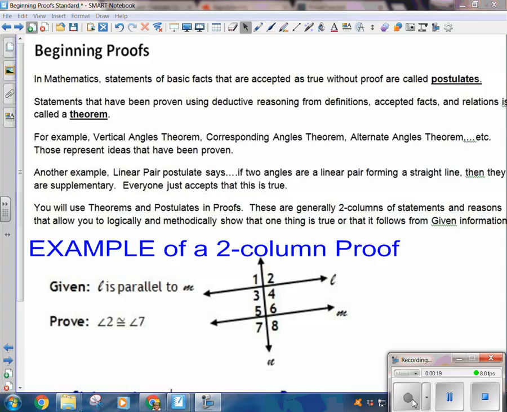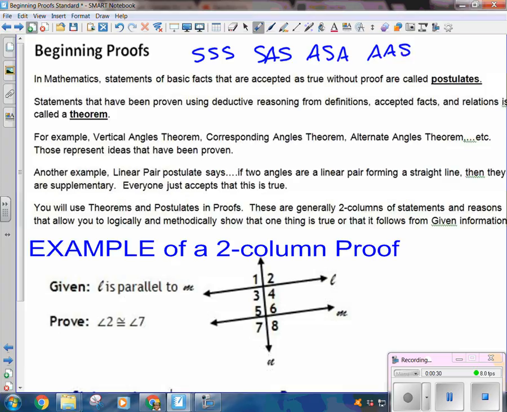So at this point, we already know side, side, side. We already know side, angle, side. We already know angle, side, angle. We already know angle, angle, side. And we've even touched on and know about HL, which is in a right triangle.